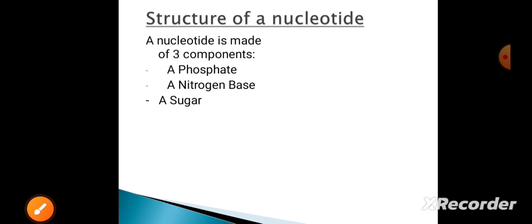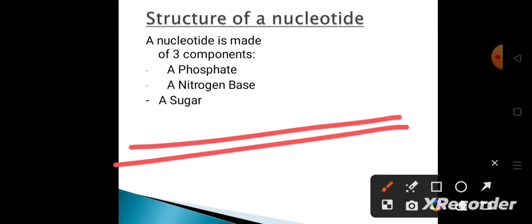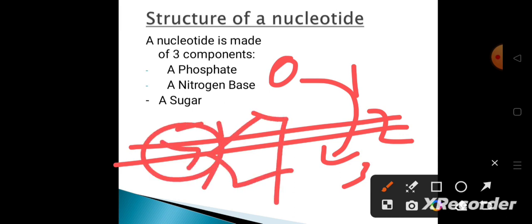Now the sugar and phosphate groups line up in a backbone for each single strand of DNA, and the nucleotide bases stick out of the backbone. That means the sugar and phosphate groups form a backbone-like structure. As I said earlier, the numbering goes clockwise starting from oxygen: 1 prime, 2 prime, 3 prime, 4 prime and 5 prime. The phosphate group is always attached to the 5 prime carbon.